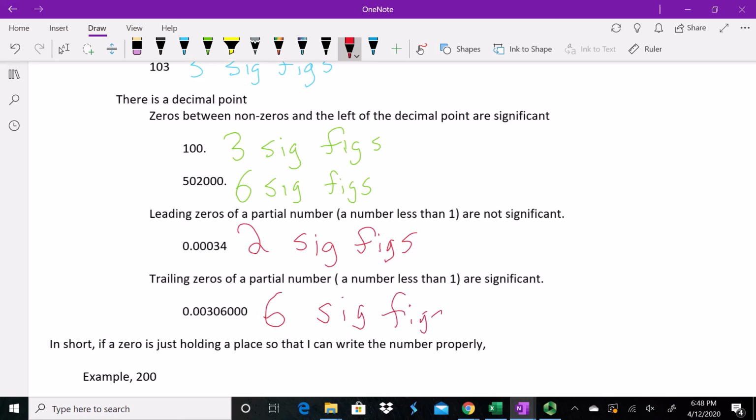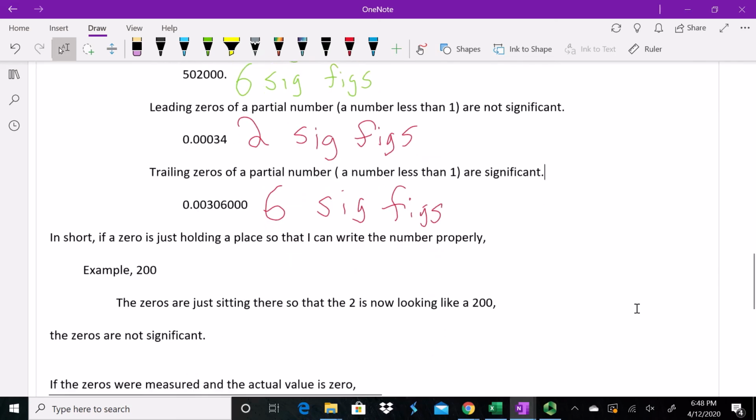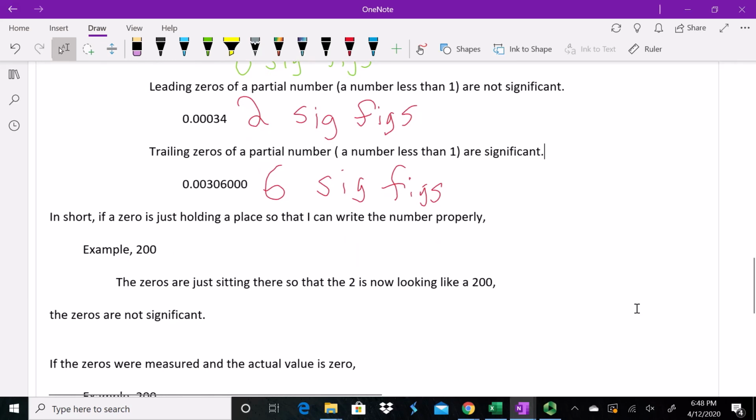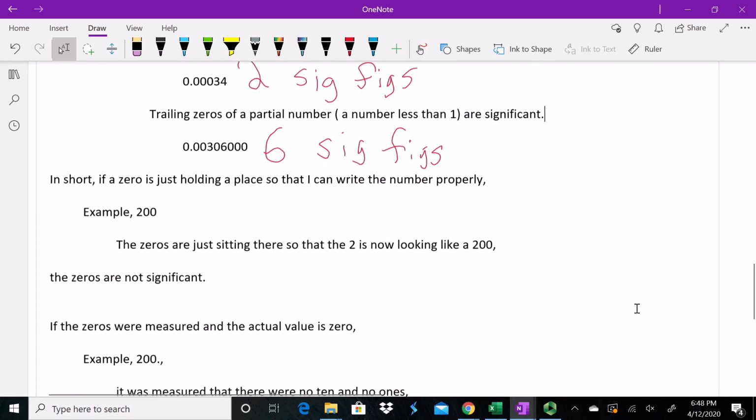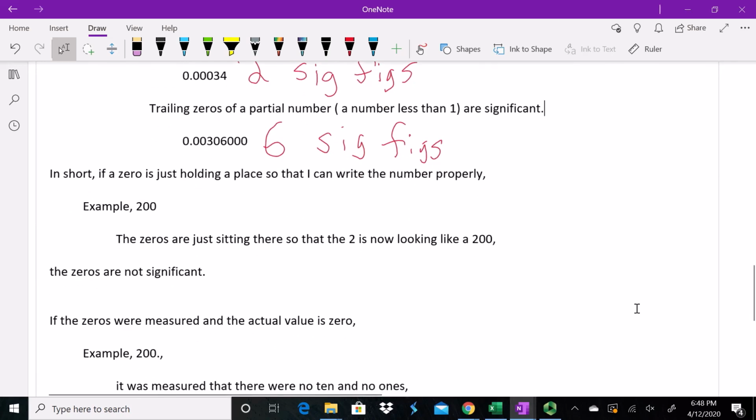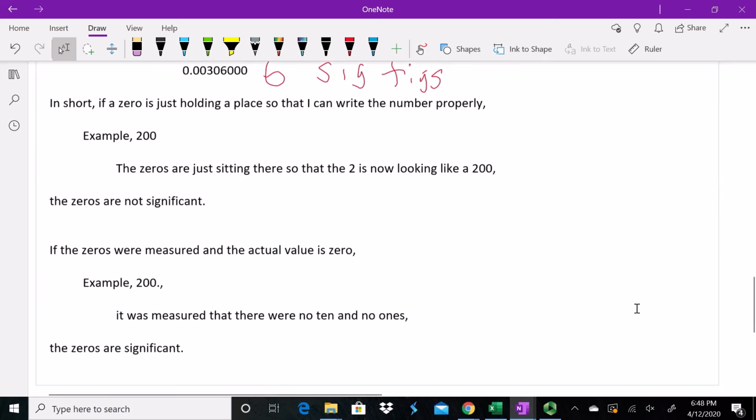So in short, if a 0 is just holding a place, you can write the number 200. The zeros are just sitting there, so the 2 looks like a 200 and not just a 2. Those zeros are not significant. They're not telling me anything about the value in the ones or the tens spot. If the zeros were measured and the actual value is 0, then I put the decimal point there, and it tells me that those are significant.